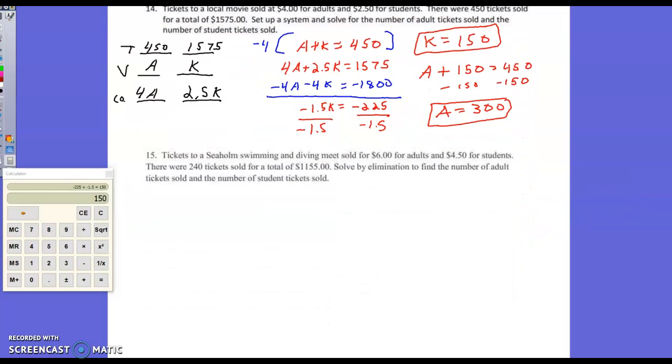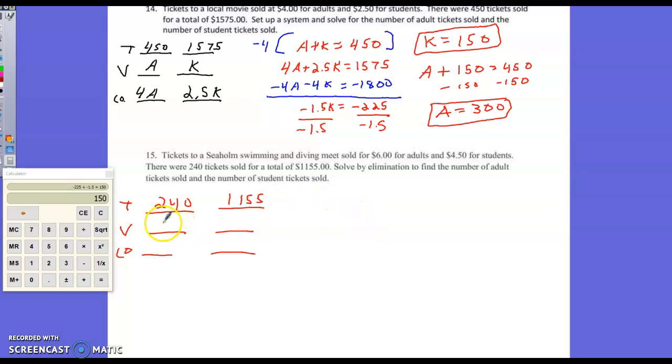Excuse me. Next problem. Same type of problem. Swimming and diving. $6 for adults, $4.50 for students. 240 sold for a total of that. So we can set it up. Here's our total. Our variable, coefficient. Two totals, two variables with their coefficients. 240, 1,155. It's a good day for Seaholm swimming. We have adults and students.